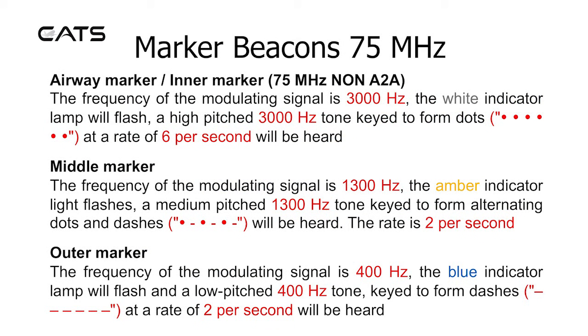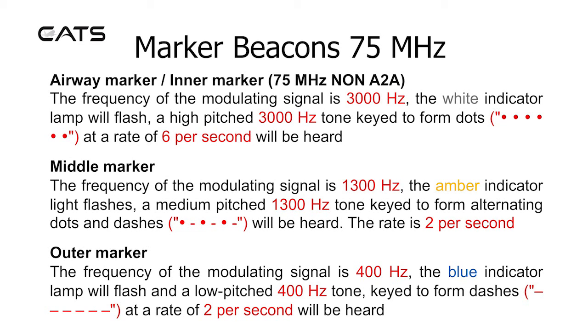Marker beacons, 75 MHz. The airway marker inner marker is 75 MHz, A2A type of emission. The frequency of the modulating signal is 3000 Hz. The white indicator lamp will flash. A high-pitched 3000 Hz tone is keyed to form dots at a rate of 6 per second.